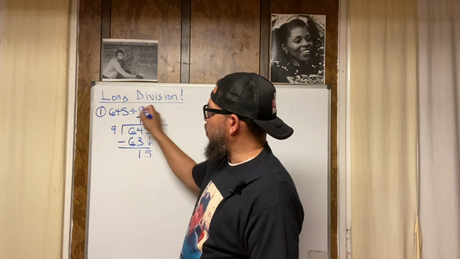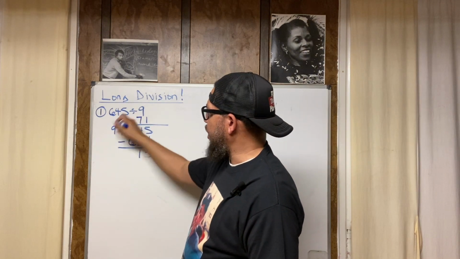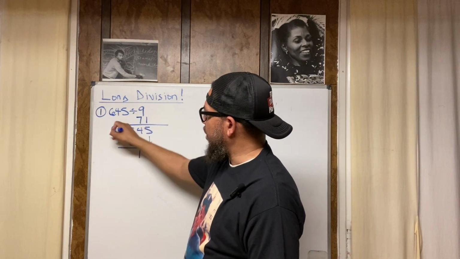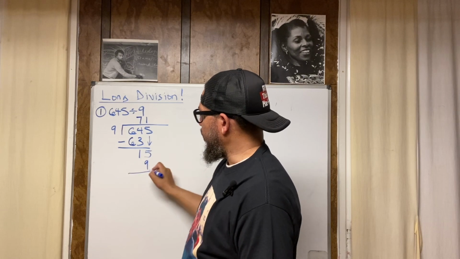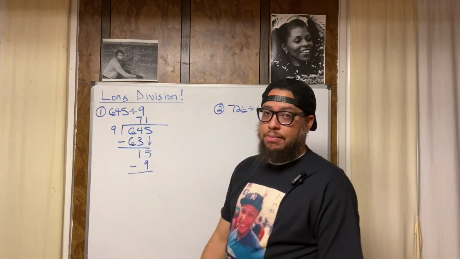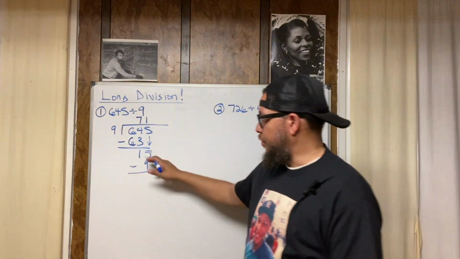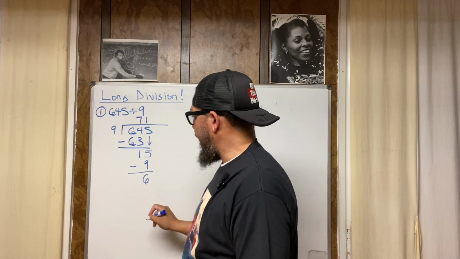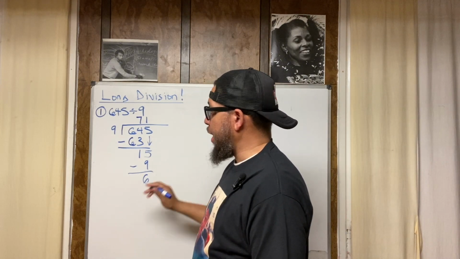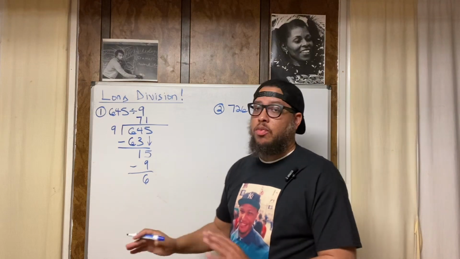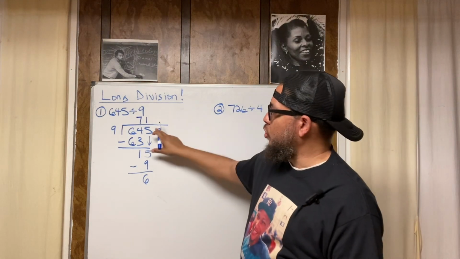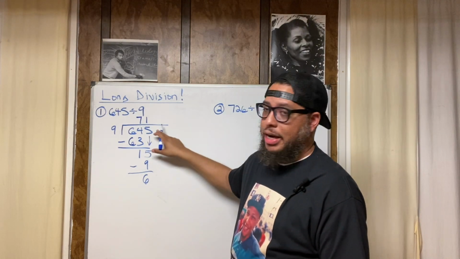Then you're going to multiply 1 times 9. Just like we did 7 times 9 before, now we're going to do 1 times 9. And we get 9. Draw your line. Do your minus sign, because now we're about to subtract. 15 take away 9 is 6. All right. And that's what we're left with. Now, here's the thing. There are different ways to write the answer. Notice there are no more digits in the dividend. We ran out of digits.